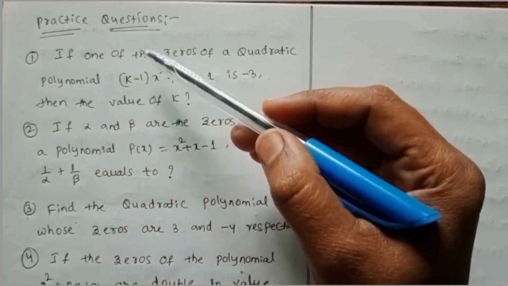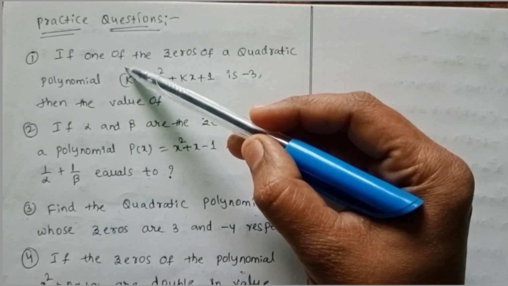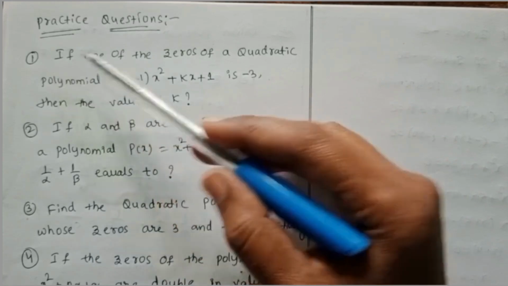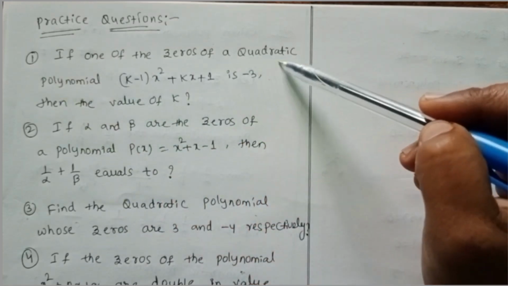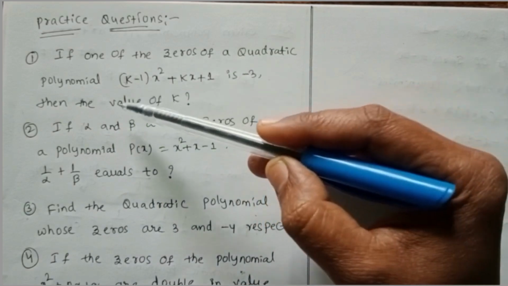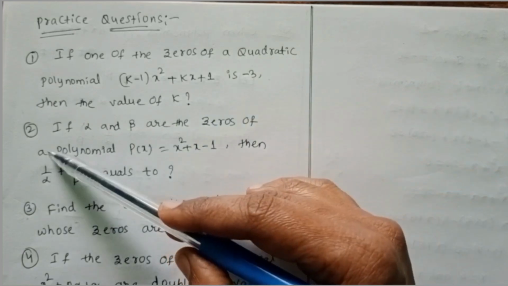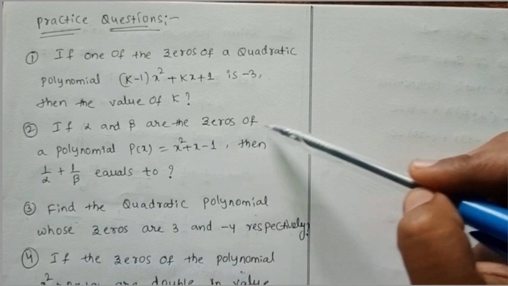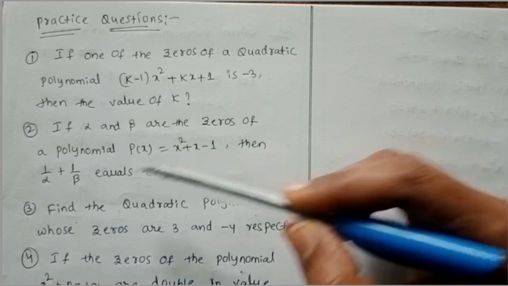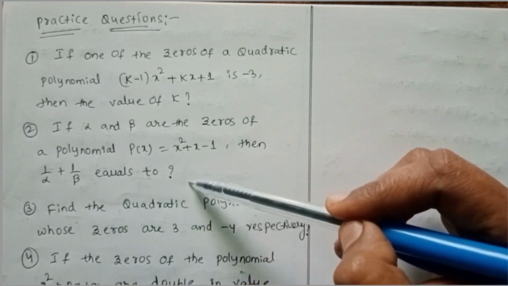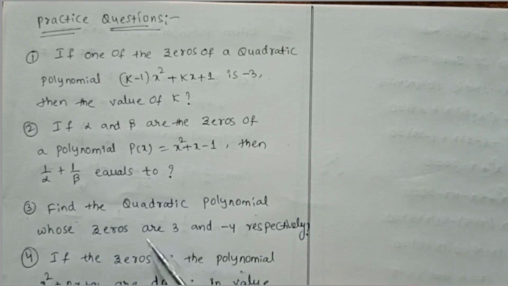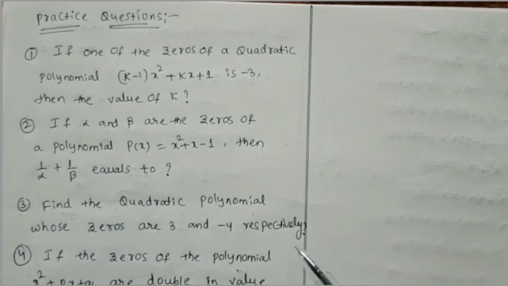Practice questions. Practice these questions in this polynomial chapter. These type of questions I already discussed in the video. First question is, if one of the zeros of a quadratic polynomial (k minus 1) x square plus kx plus 1 is minus 3, then the value of k is what? Second question, if alpha and beta are the zeros of a polynomial p of x is equal to x square plus x minus 1, then 1 by alpha plus 1 by beta equals what? Third question, find the quadratic polynomial whose zeros are 3 and minus 4 respectively.